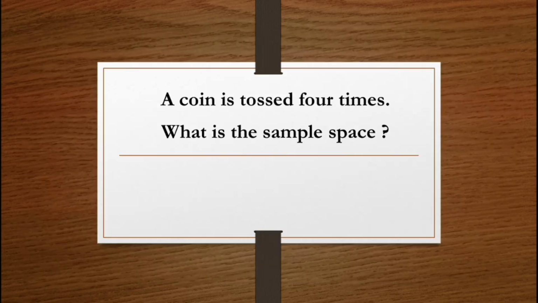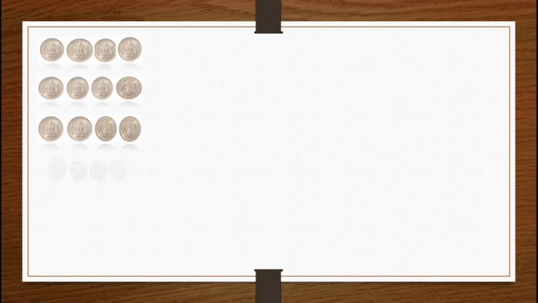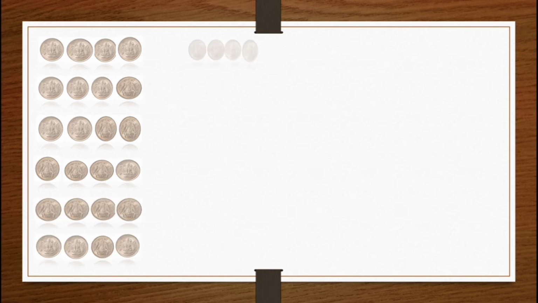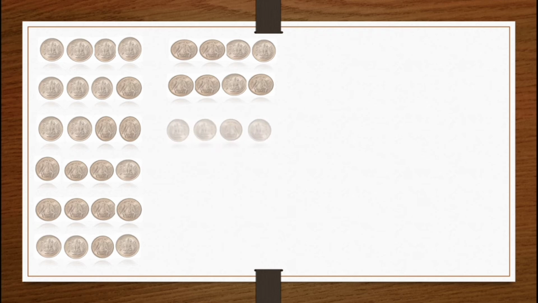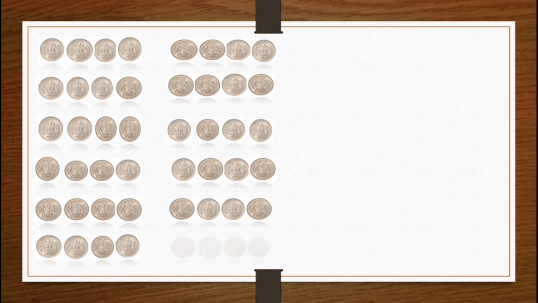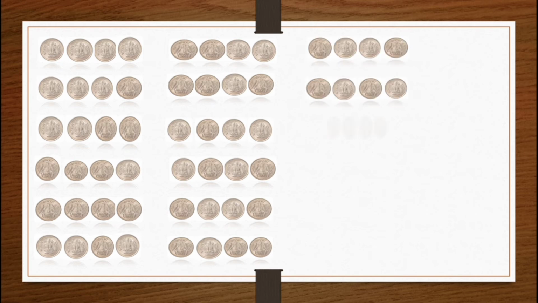Now let us take an example of tossing a coin four times. What will be the sample space? You will write all the possibilities. The possibilities may be you may get all heads on four coins. You may get three heads and one tail. You may get three tails and one head. Or you may get two heads, two tails. Or you may get all tails.